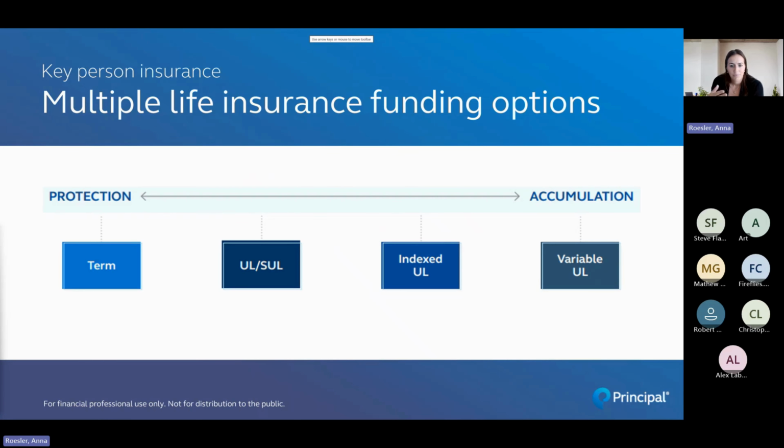Doing an indexed universal life plan, we have the downside protection. It can only go down to 0%, but there's the upside of it being invested in index funds. So we could see growth anywhere from 6 to 11% of a return on the investment. And then for variable, this has the insurance aspect, but it's also an investment vehicle where they're able to select whatever funds they want to be invested in. It can be totally personalized if they would like to be able to get a good return and have the death benefit protection.